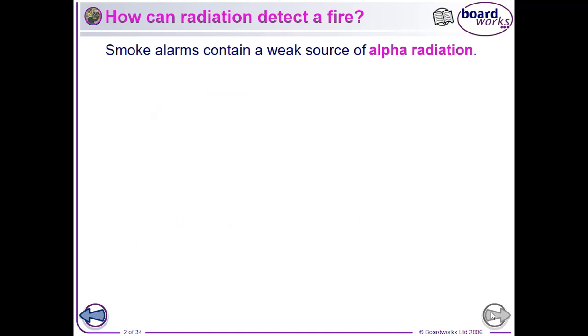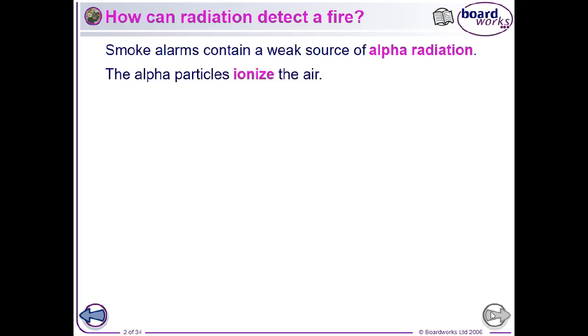Smoke alarms, which detect smoke particles in the air. If we wait until a fire gets hot and use a detector that detects heat, then it's often too late to help a lot with the fire. So we have smoke detectors that use alpha radiation to detect smoke particles before the fire has really got going.